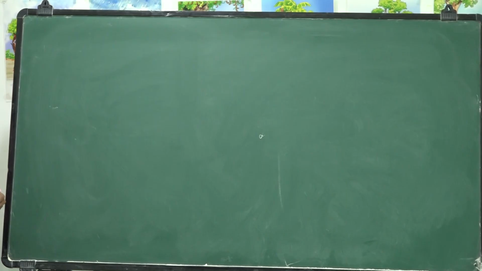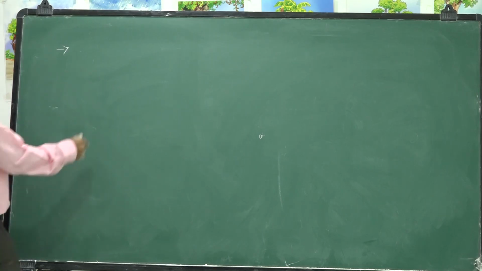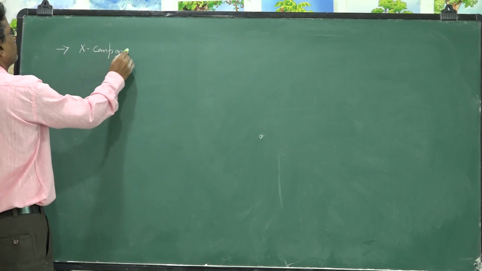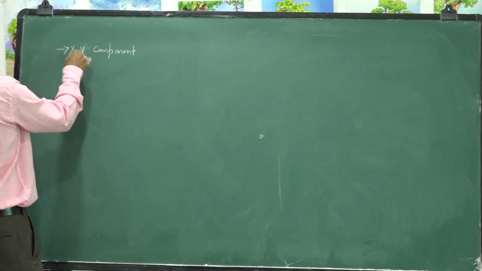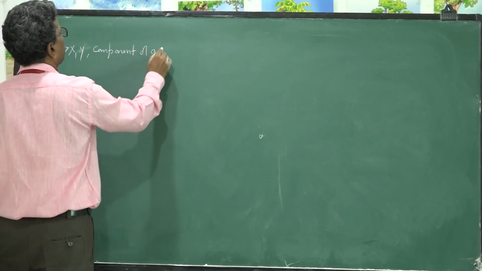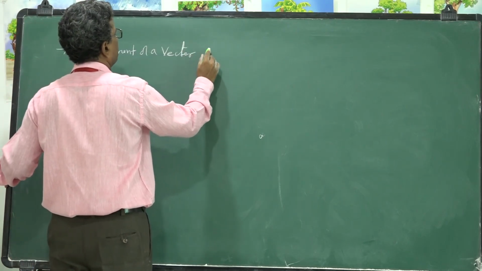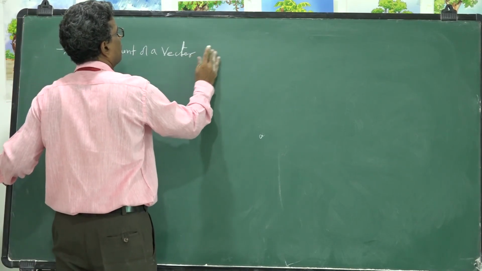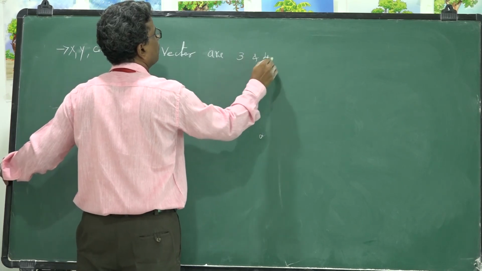Now, you take these examples. One more example. The x and y components of a vector are 3 and 4 respectively.